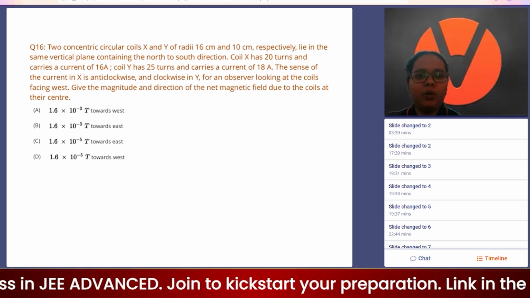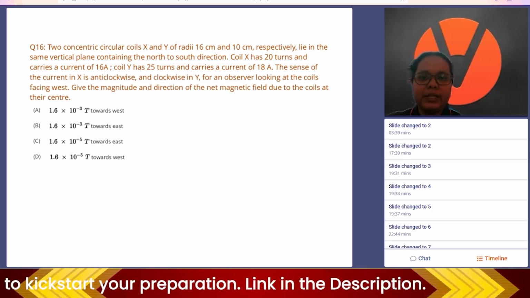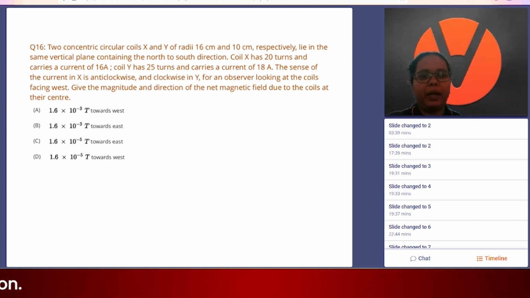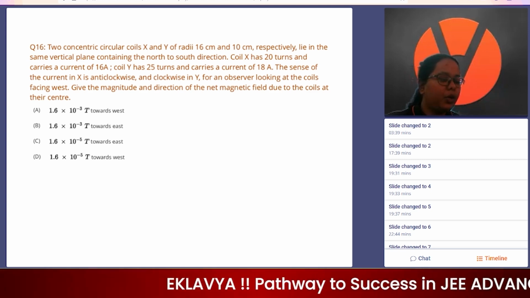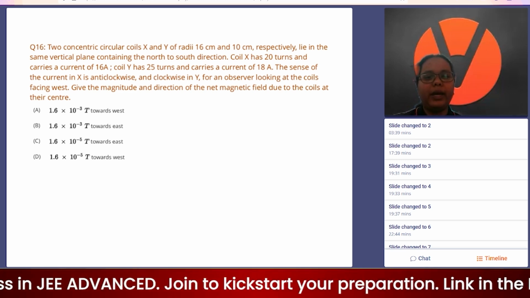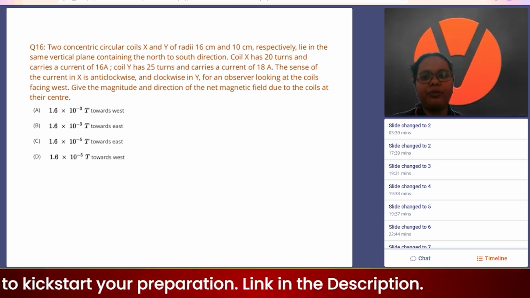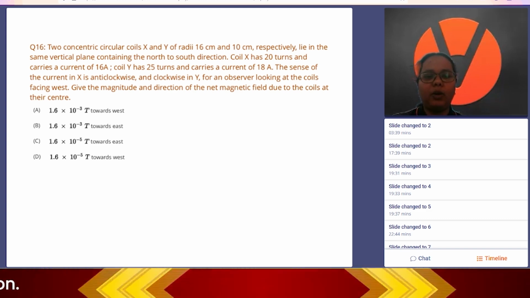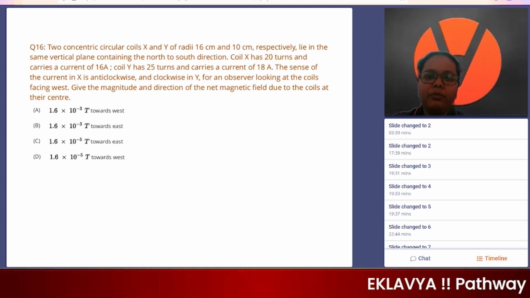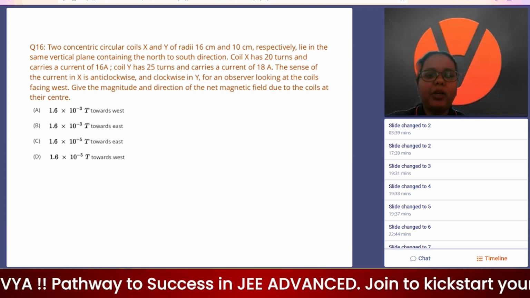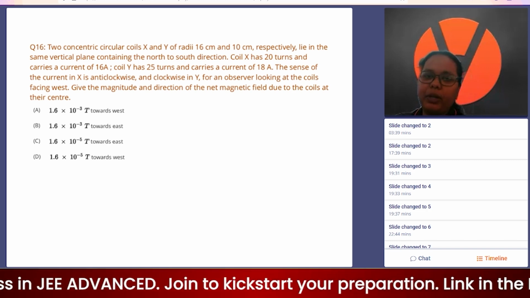Concentric circular coils X and Y of radius 16 cm and 10 cm respectively lie in the same vertical plane containing the north-south direction. Coil X has 20 turns and carries a current of 16 ampere. Coil Y has 25 turns and carries a current of 18 ampere. The sense of the current in X is anti-clockwise and clockwise in Y, for an observer looking at the coils facing east. Give the magnitude and direction of the net magnetic field. That is what they are asking.